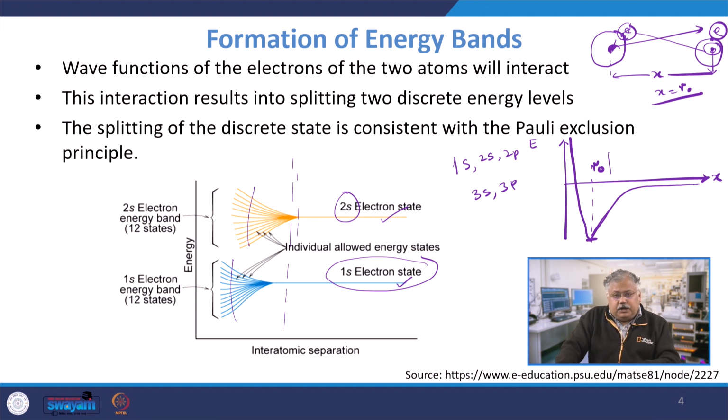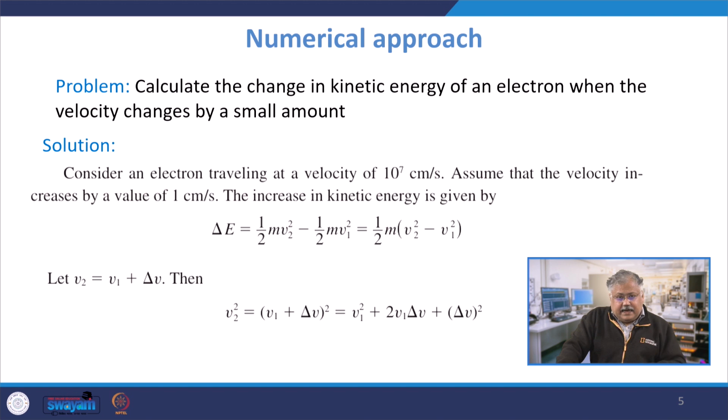So we have learned two things. One is the energy minimum is defined at my equilibrium distance, which is R naught, where the energy is negative and at its bare minimum. And two, when you bring them closer, there's a splitting of energy states happening. To showcase that, let me show you what happens when electron velocity changes by a small amount.